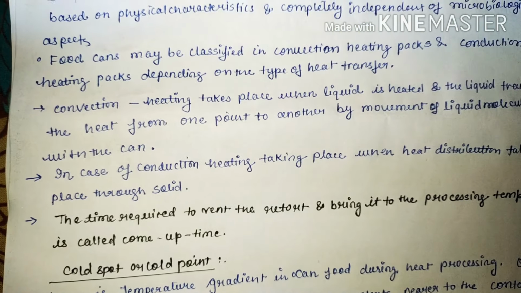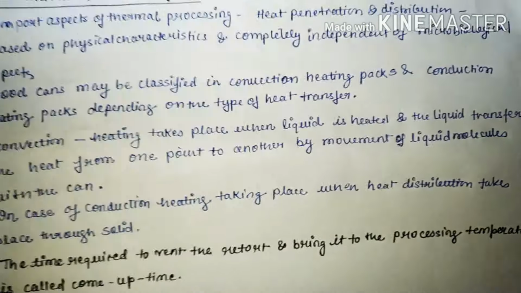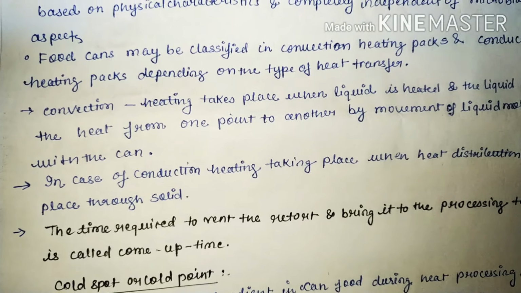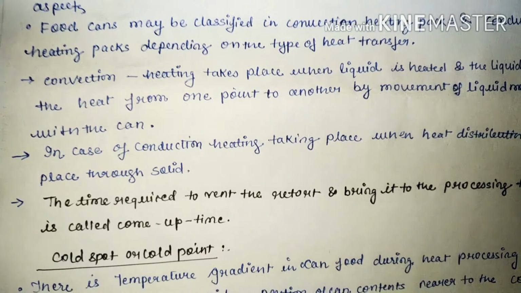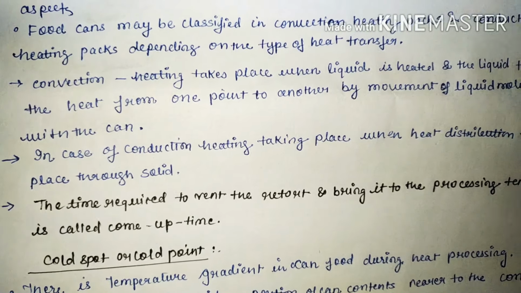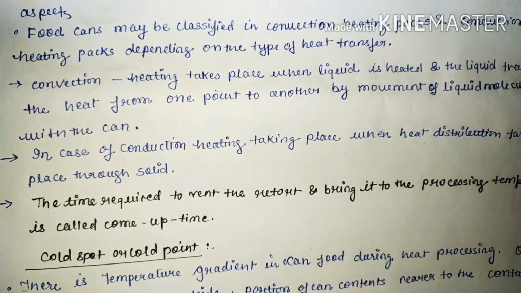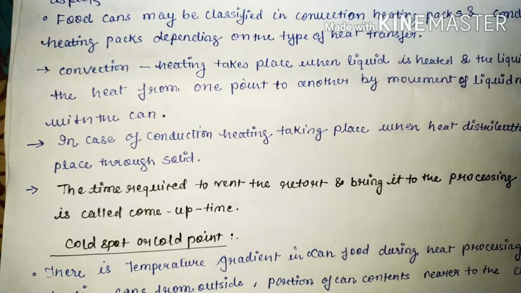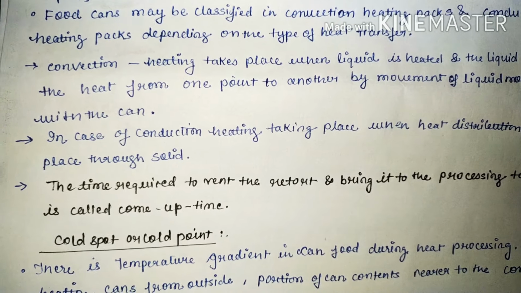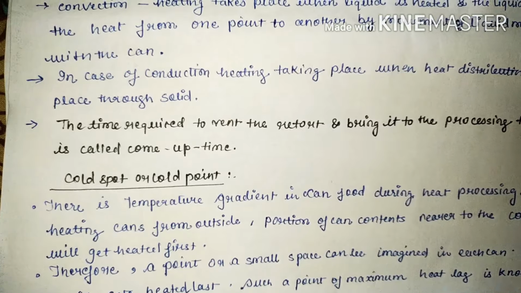Food cans may be classified into convection heating packs and conduction heating packs, depending on the type of heat transfer. Convection heating takes place when the solid is heated and the liquid transfers the heat from one point to another by movement of liquid molecules within the can. In case of conduction, heating takes place when heat distribution takes place through the solid.